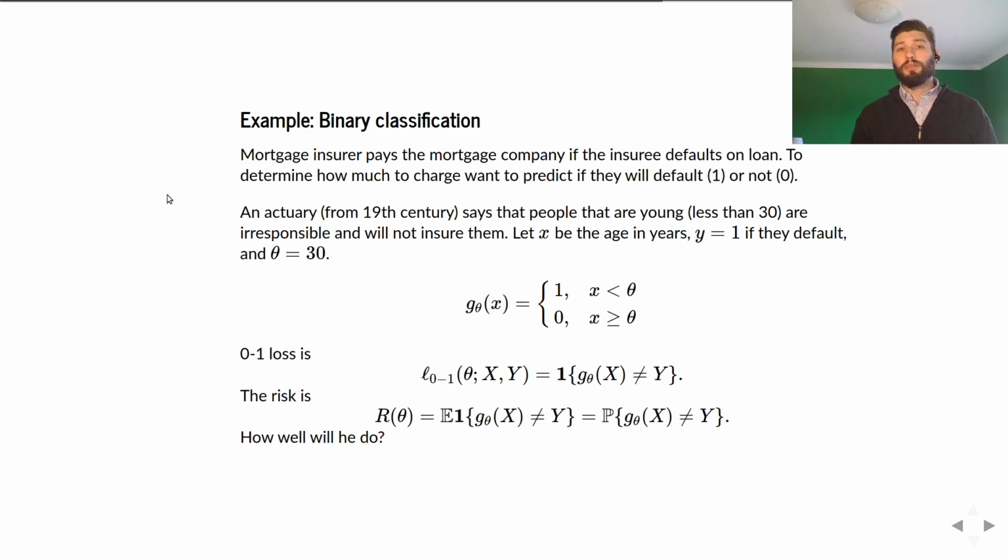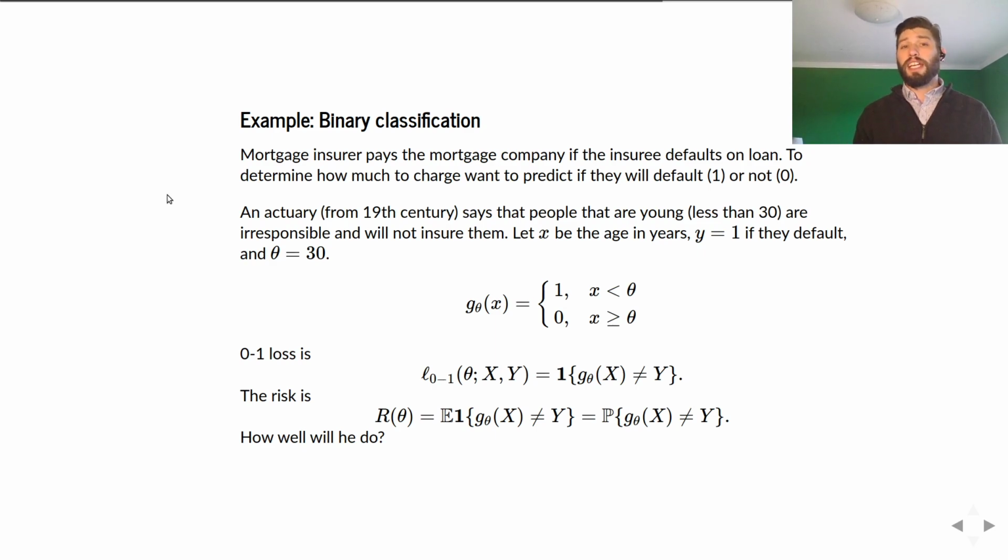So let's go through some examples of empirical risk minimization. For binary classification, an example is we are a mortgage insurance company, an insurer, and we pay the mortgage company if the borrower defaults on the loan. So a person takes out mortgage insurance on one of their loans, and then we have to pay the mortgage company if they default. We have to determine how much we want to charge based on our prediction of whether they will default or not. So it's very important for insurers to predict whether they default or not.